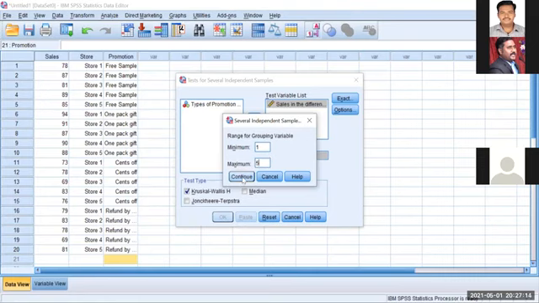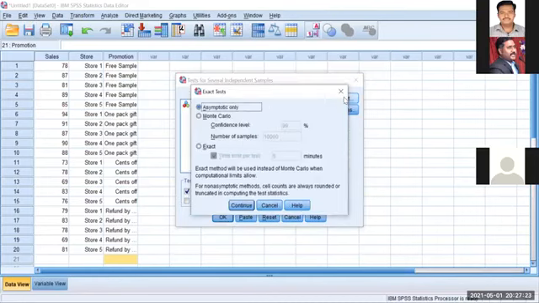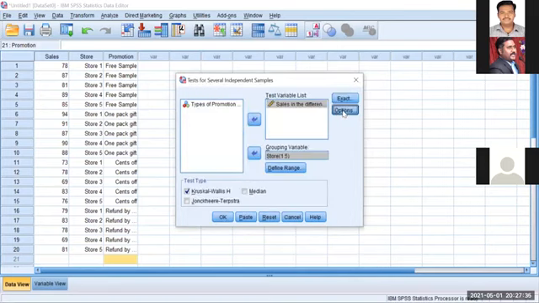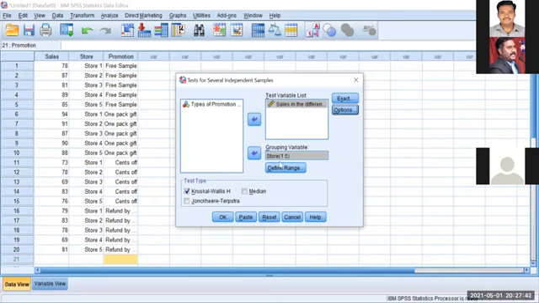Okay, so after that, give continue. And before giving OK, ensure that this Kruskal-Wallis test is enabled. Tick mark should be there, and there are no other options. Similarly, the 1% level is given, so already it is 1% only, no need to change. If you want to change to 5%, you can change there, you can enter 95. And if you want descriptives, you can choose, otherwise no issue. So this is the way you have to do. Give OK, and you will get the output table.